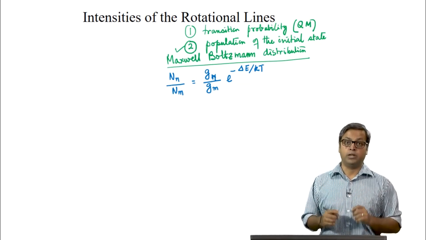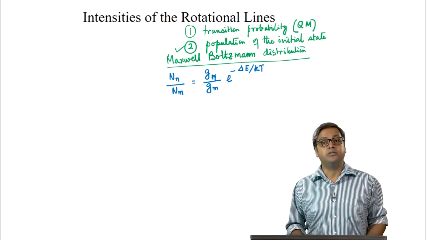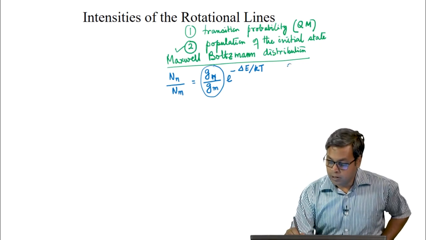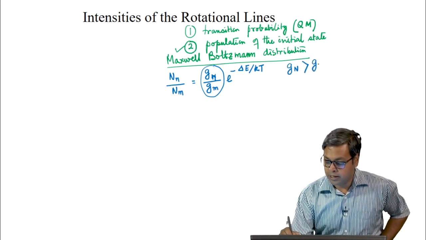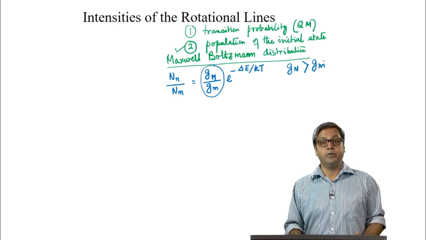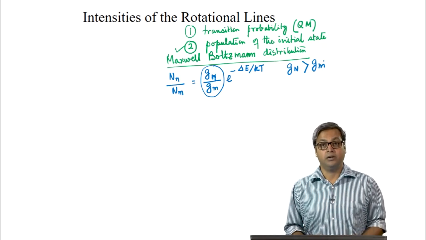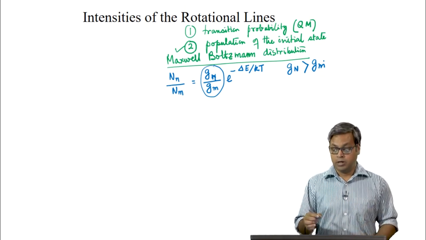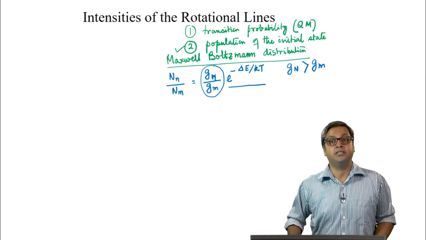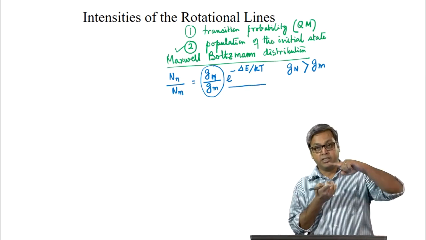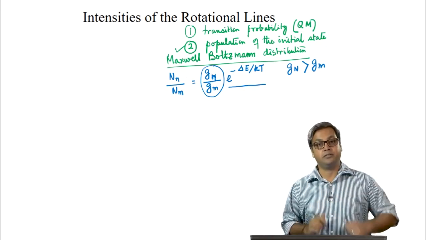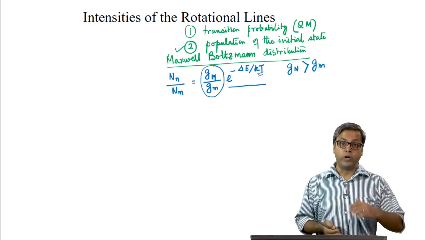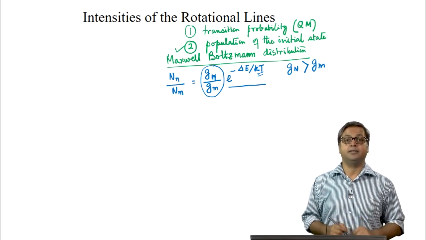So, the ratio of the number of molecules in the two states depends on the ratio of the degeneracies of the two states. So, if g_n is greater than g_m, more molecules will be in the n state. In addition, the ratio of degeneracy is multiplied by an exponential term e to the power minus ΔE by kT, where ΔE is the energy difference between the n and the m state, and kT is the amount of thermal energy available to excite the molecules in any of the excited states.